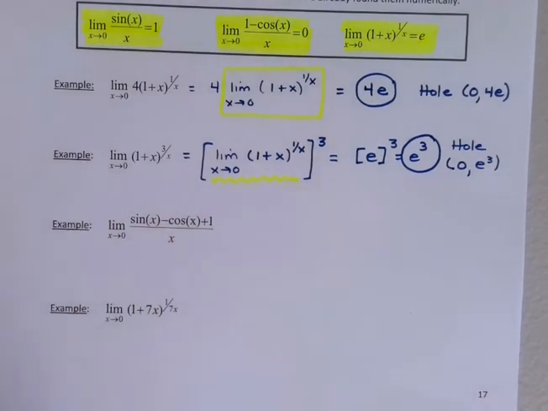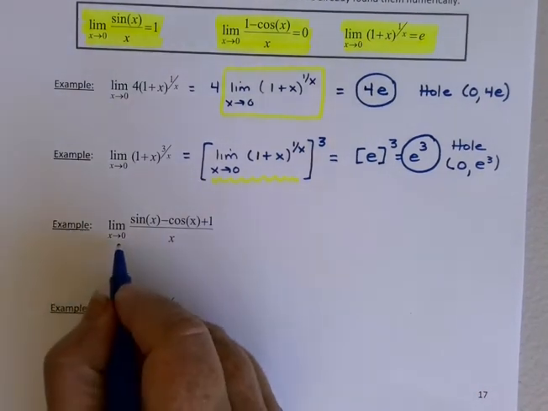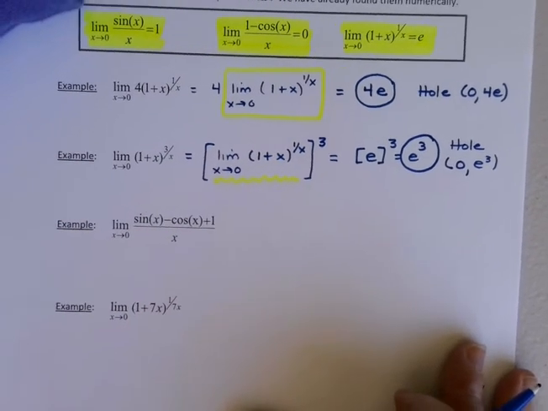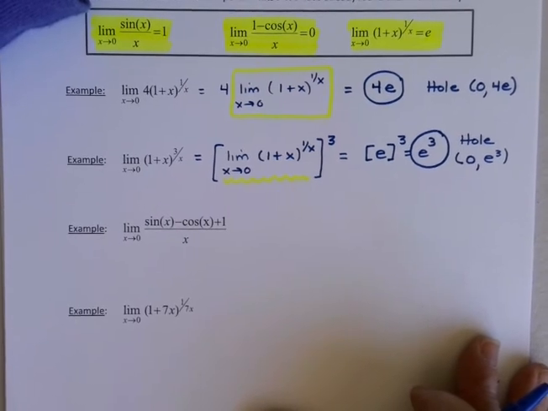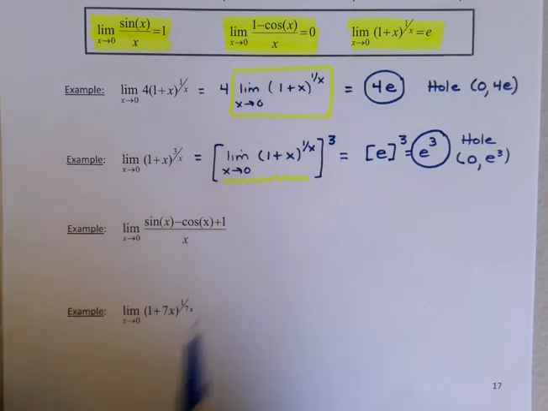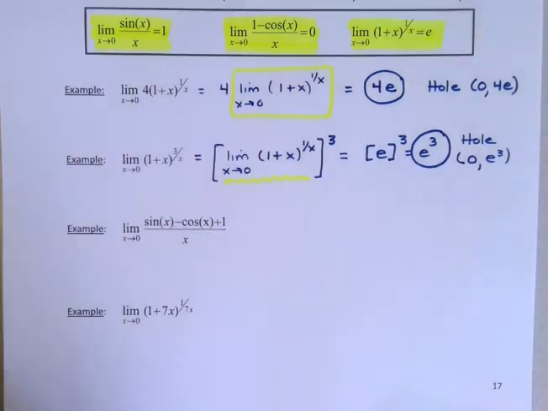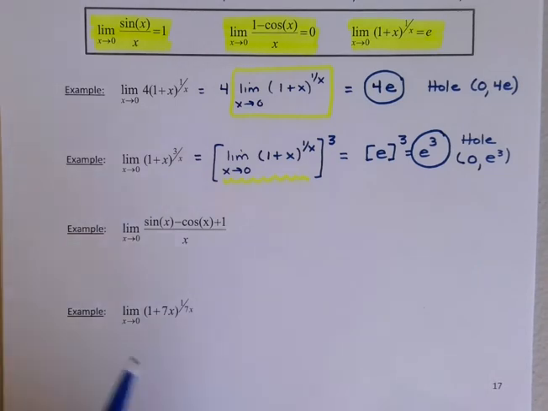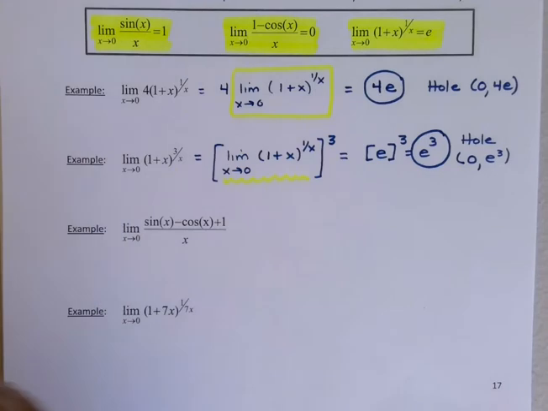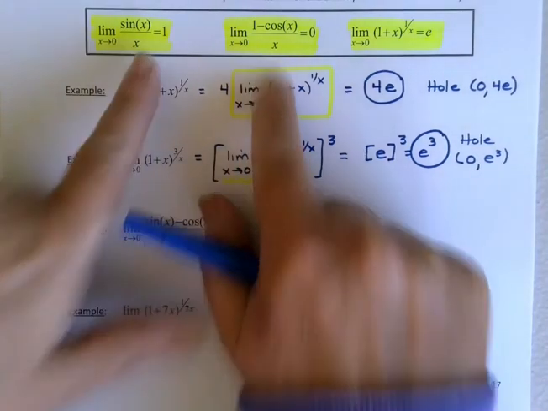All right, take a look at this next one. The limit as x goes to 0 of sine x minus cosine x plus 1 over x. In this case, right now, I'm not seeing this as a perfect match for any of these, but I will notice that I've got the sine x over x, which I know. So what I'm going to try to do is split this up into 2 separate limits so that I can use both of these.